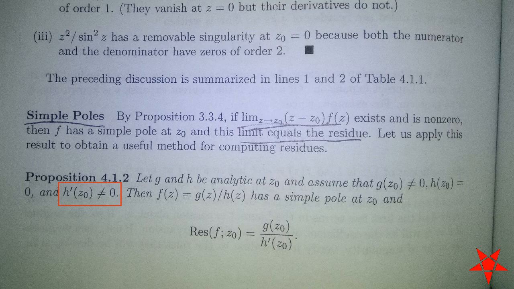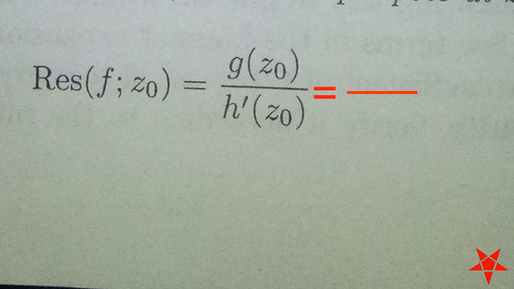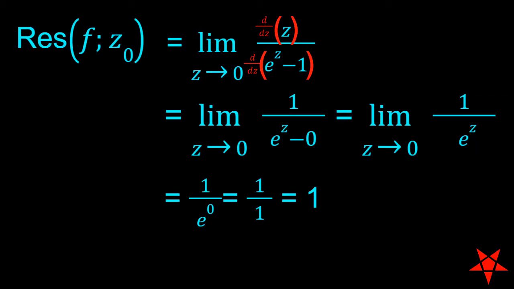So with the requirements for g of z, h of z, and h prime of z satisfied, we now know that f of z has a simple pole at z naught, and that the residue for f of z at z naught is equal to g of z naught divided by h prime of z naught. This gives us the same answer we discussed before where we explicitly evaluated a limit.